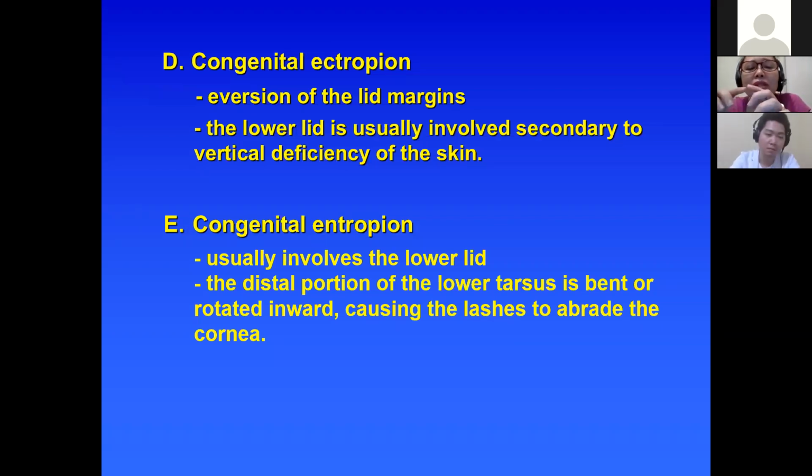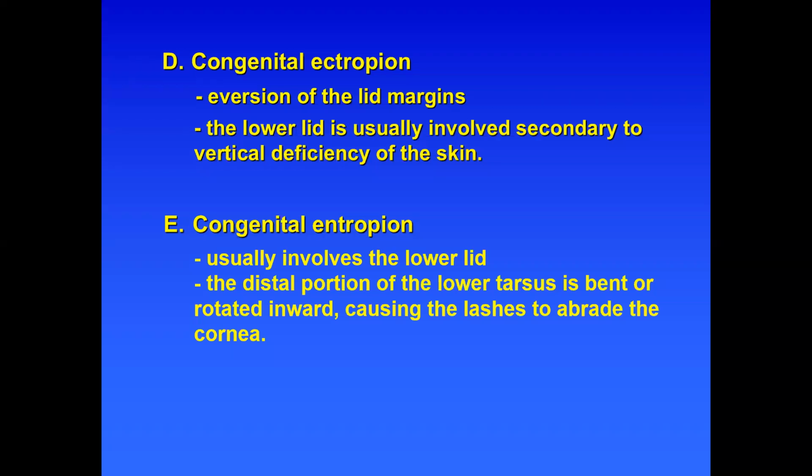Can you imagine if this is your lid and if there is vertical deficiency, of course, because this is shorter, the margin of your lid will be pulled outwards. Usually, the vertical deficiency is the anterior lamella. And the anterior lamella is composed of your skin and your subcutaneous tissue. So, most often it is the skin that is shorter. So, the lid will be pulled outwards.